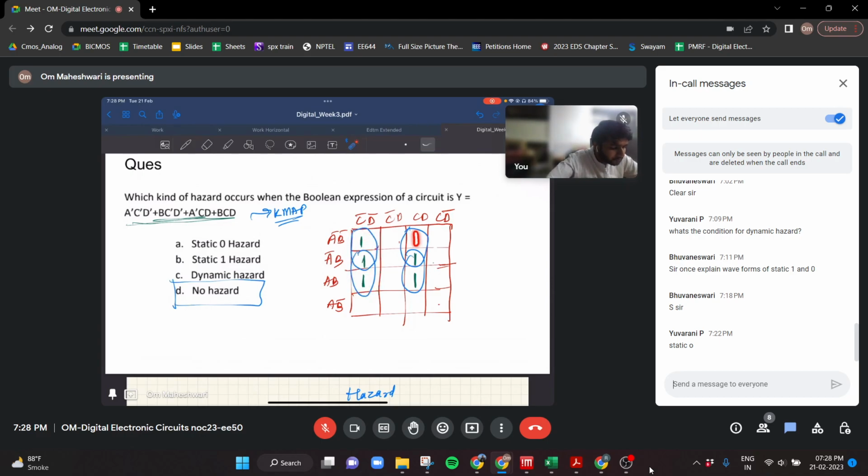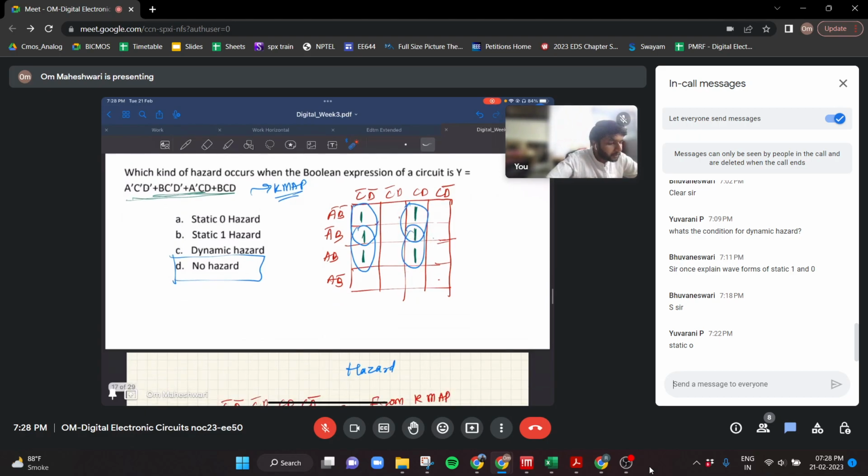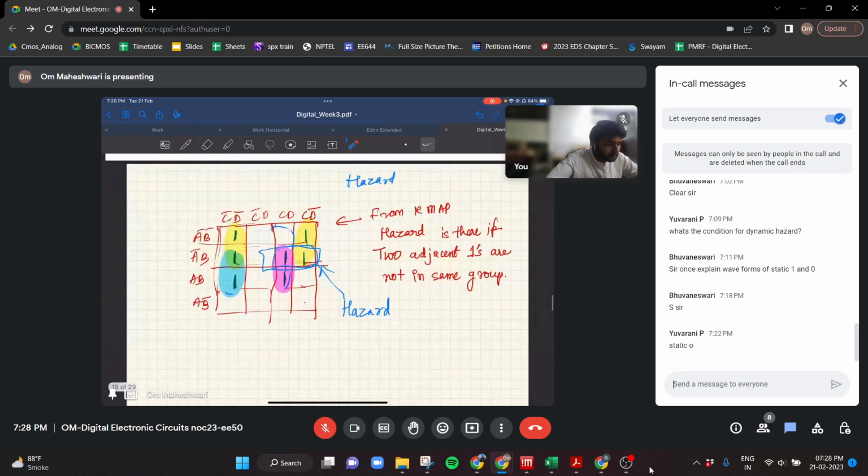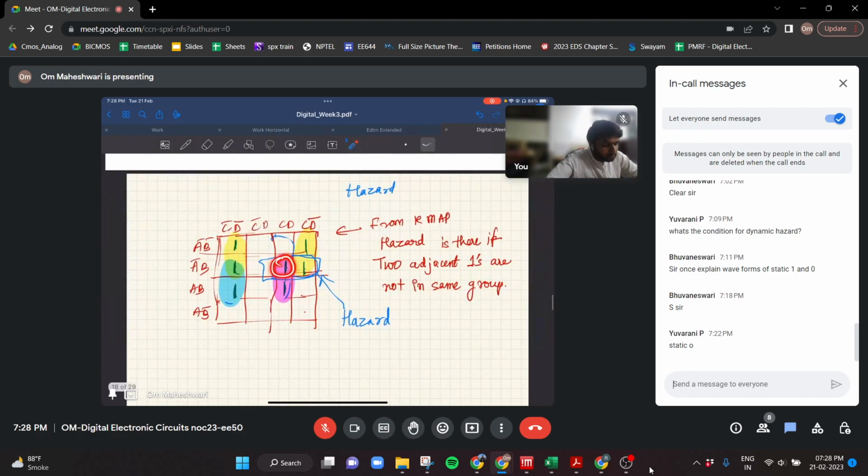Similarly here, this has one neighboring one. It is in the same group. This has one neighboring. It is in the same group. This has two neighboring, and both are in the groups. Right. So it has no hazard, because this situation does not lie, where we have two ones adjacent to each other but in different groups.